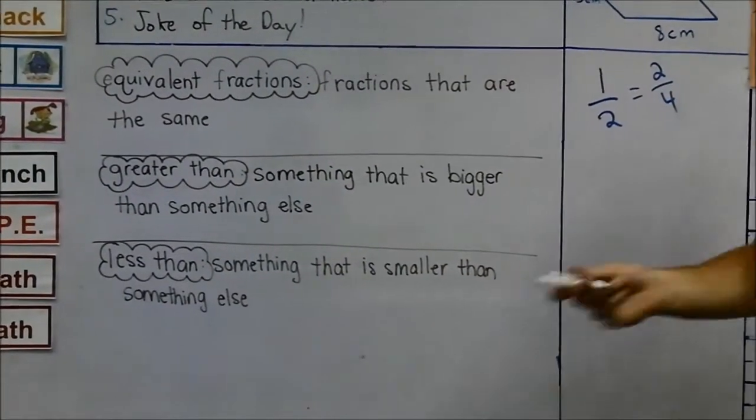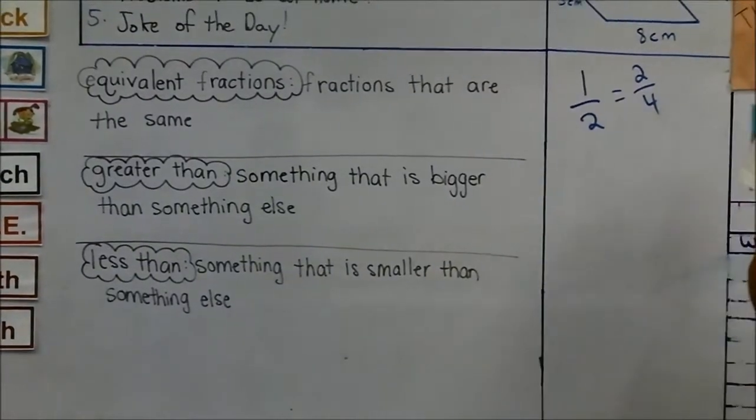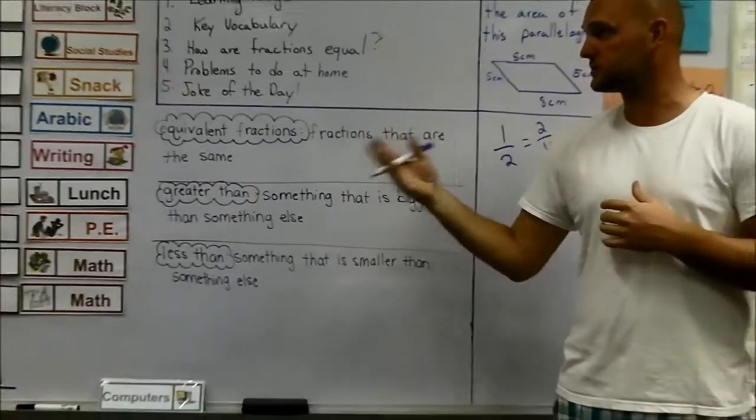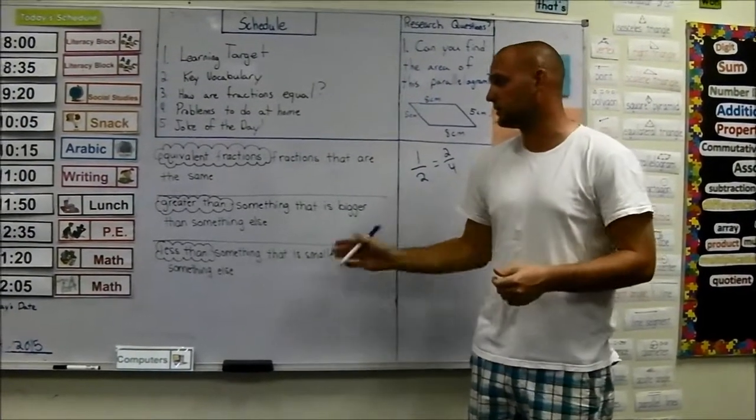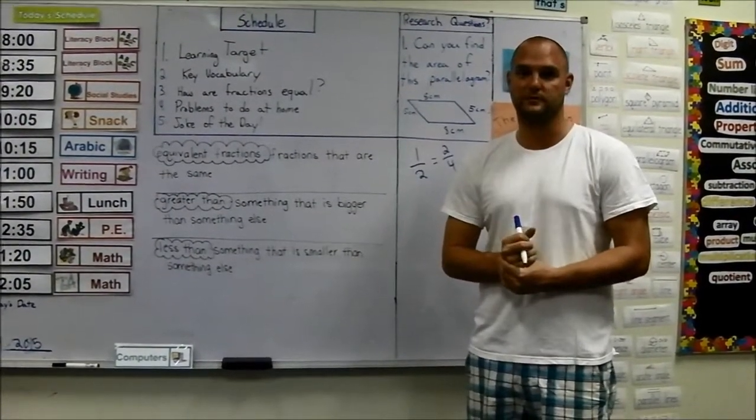Then we have less than. Less than. Something that is smaller than something else. And we have to remember, especially when we're ordering fractions, what is greater than and what is less than. So make sure you write down all these key vocabulary words.